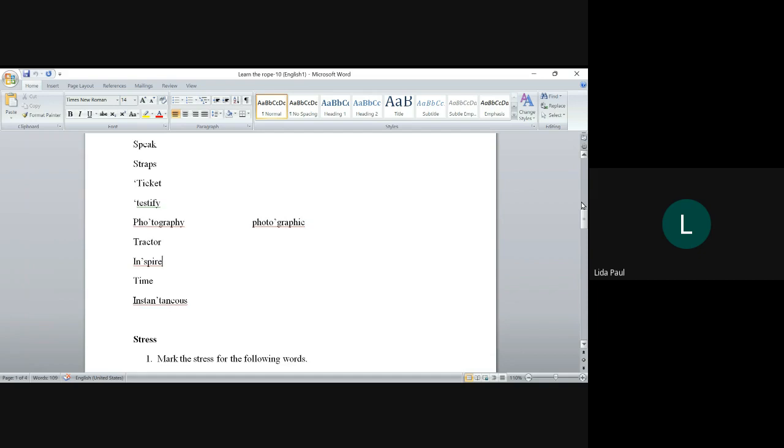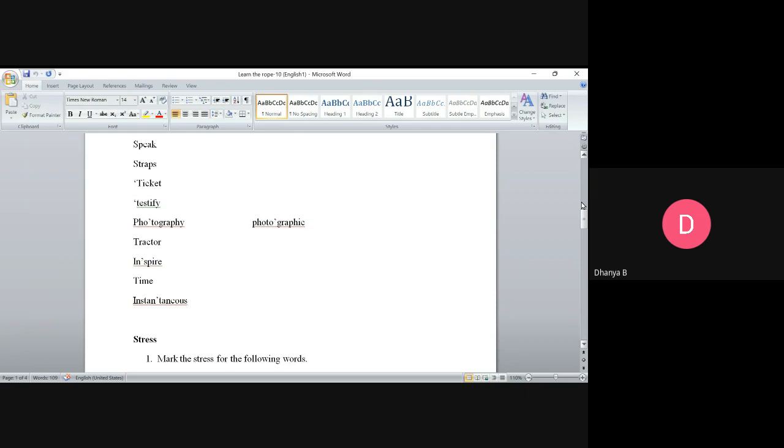The last one here, instantaneous. It is aspirated, right? Because you have both the conditions satisfied. The ter here is in a stressed syllable and it is also in the first position of the stressed syllable. Hence, it is aspirated.